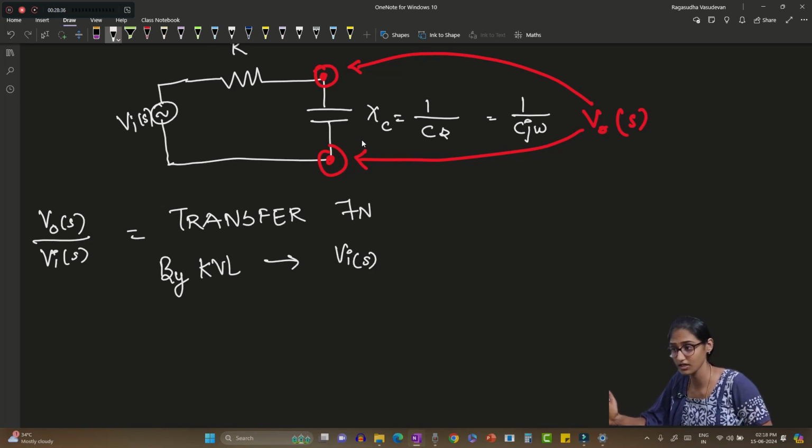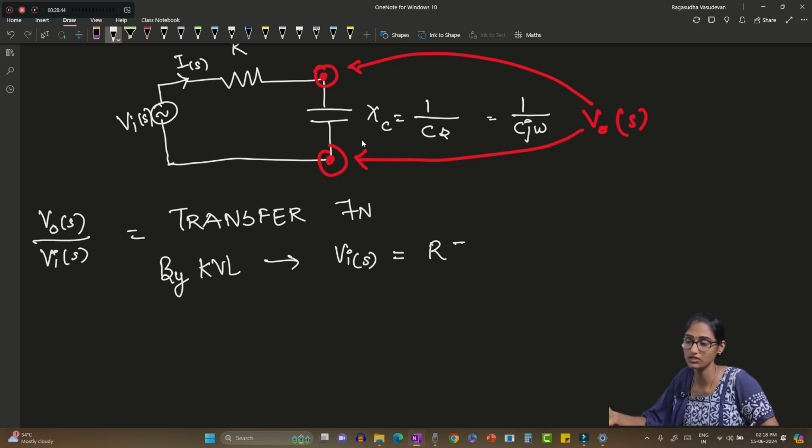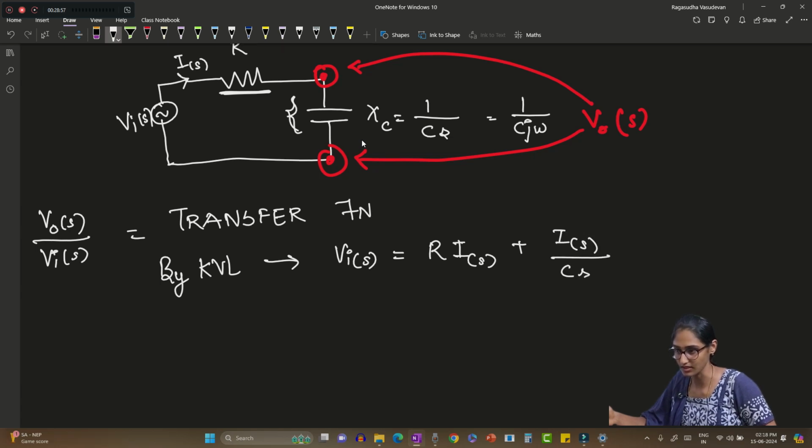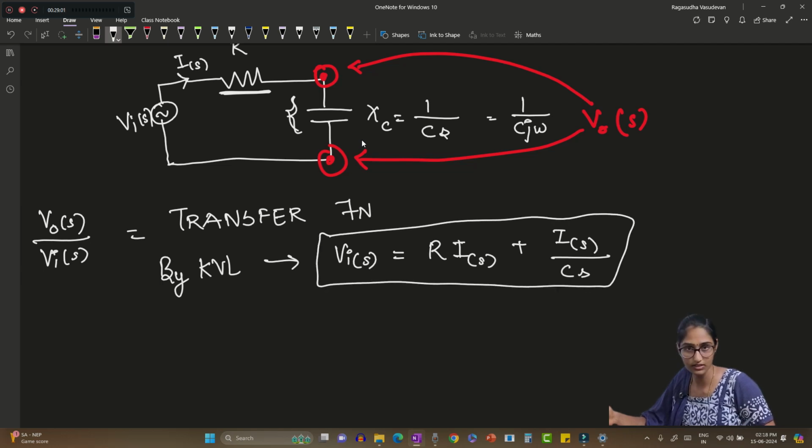So what is VI of S? VI of S will be R into I of S, the current entering. Since it is a series circuit, I of S is the same across this resistor as well as this capacitor. So R into I of S plus I of S divided by CS. If you do not know how I arrived at this, please watch this video.